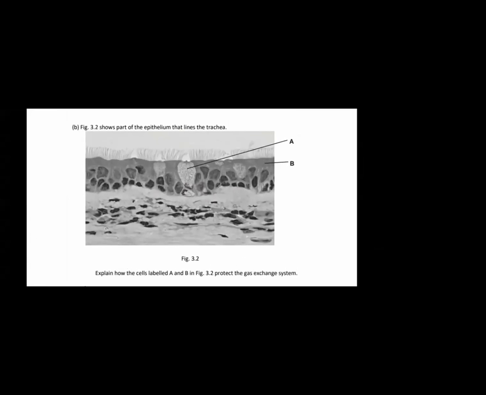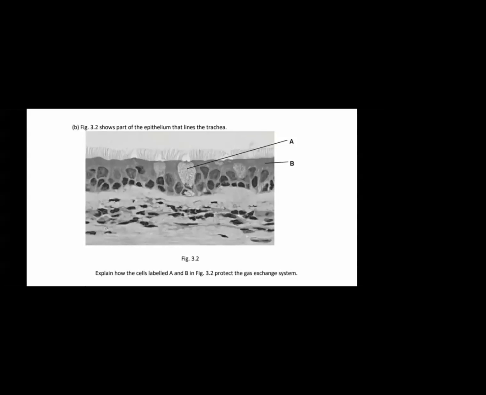So figure 3.2 shows part of the epithelium that lines the trachea. Right. So what's an epithelium? Epithelia, it's in the throat. It's lining. Right. Has cilia, tiny hair-like cells that catch the mucus and dust and sends it up to the throat so it doesn't clog up the lungs.